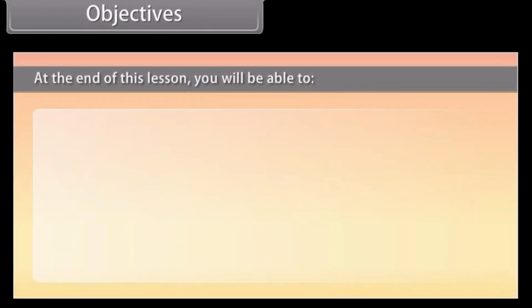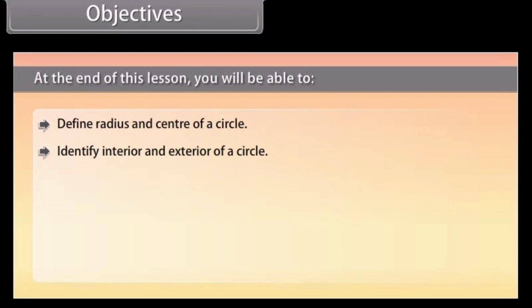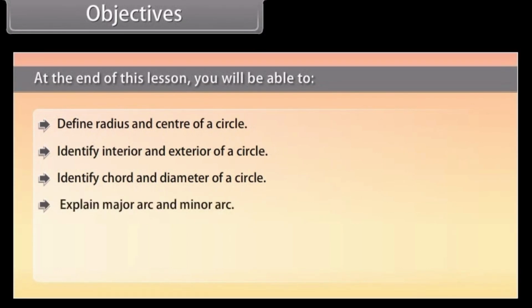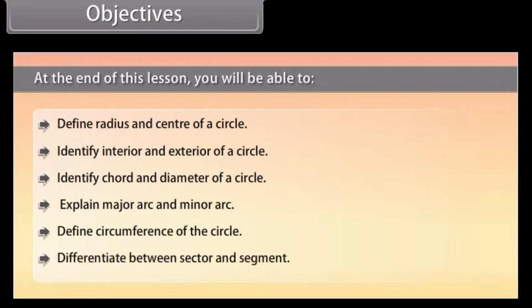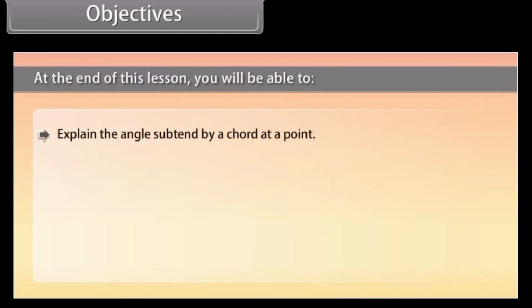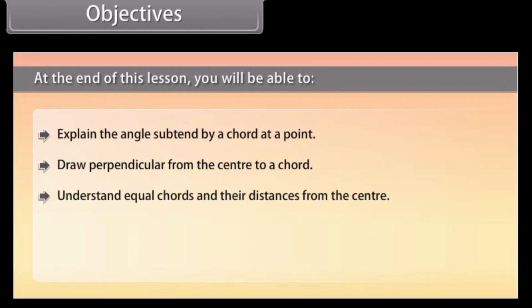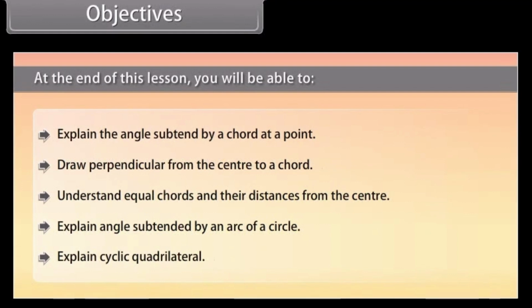Objectives. At the end of this lesson, you will be able to define radius and center of a circle, identify interior and exterior of a circle, identify chord and diameter of a circle, explain major arc and minor arc, define circumference of the circle, differentiate between sector and segment, explain the angle subtended by a chord at a point, draw a perpendicular from the center to a chord, understand equal chords and their distances from the center, explain angle subtended by an arc of a circle, and explain cyclic quadrilateral.